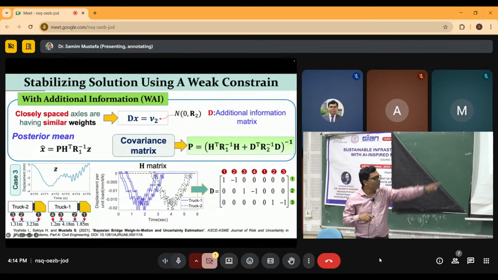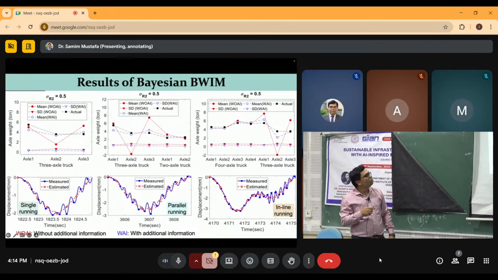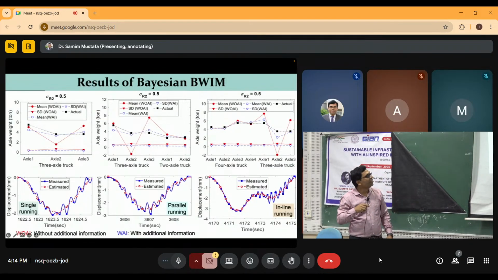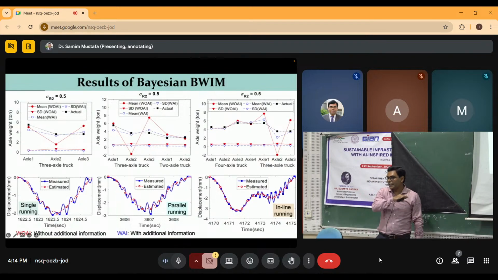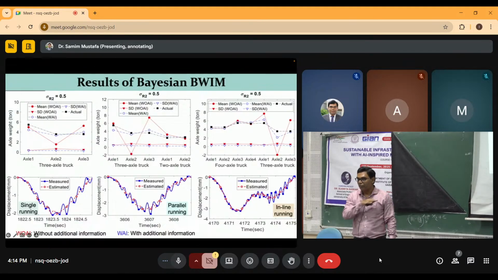So by incorporating this, can the measurement be enhanced or improved? You see now this blue dotted line corresponds to with additional information. WAI means with additional information. So you see they are closely correlated with the true value of axle weight. So you can improve the accuracy. This type of methodology you can use for real life problems also, not only this problem, but for any other problem.